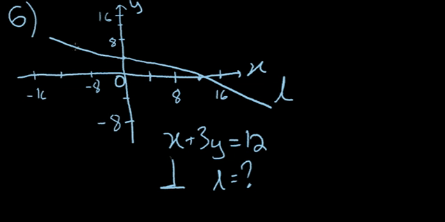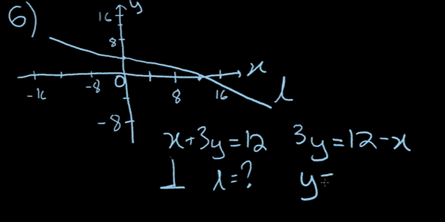So first we need to find the slope of this line L. So let's take this equation and try to transform it and find the slope. So let's subtract x. So 3y equals 12 minus x. It should be the other way around, actually, once we do it. We'll do it right now. So we divide by 3. y equals -1 over 3 x plus 4. So -1/3 is the slope of this line L.